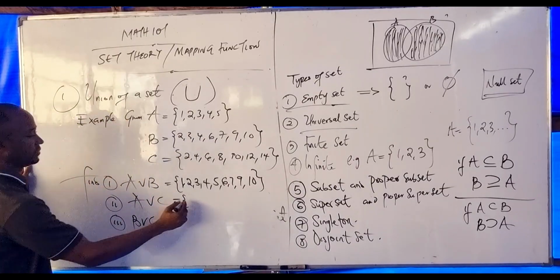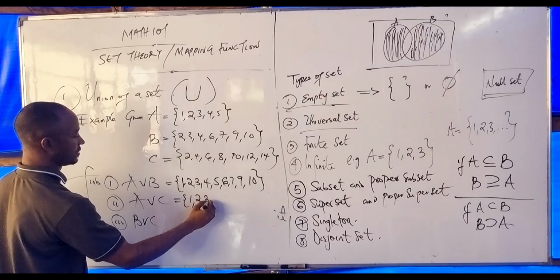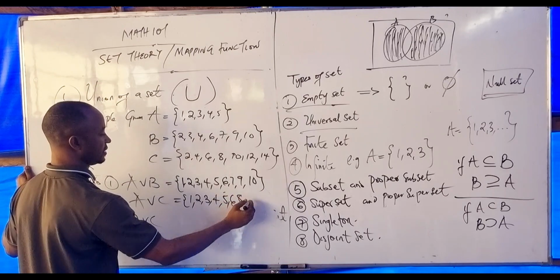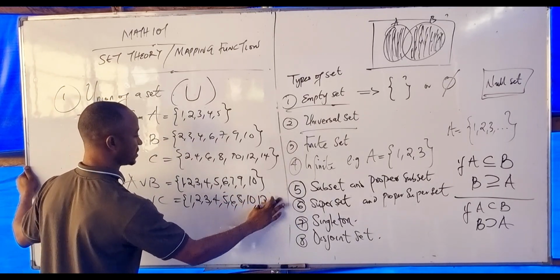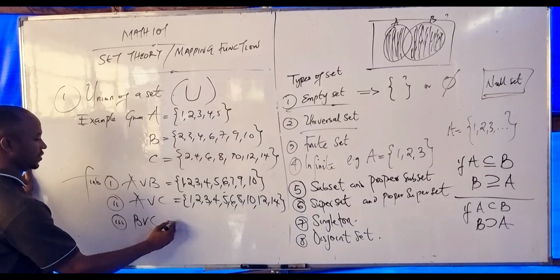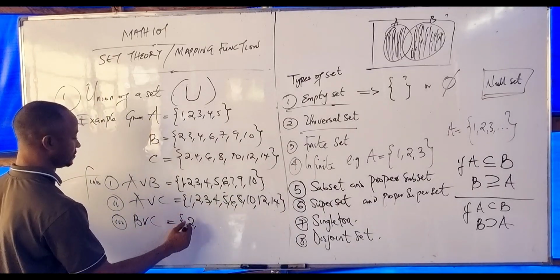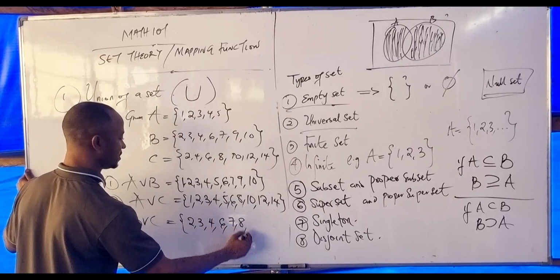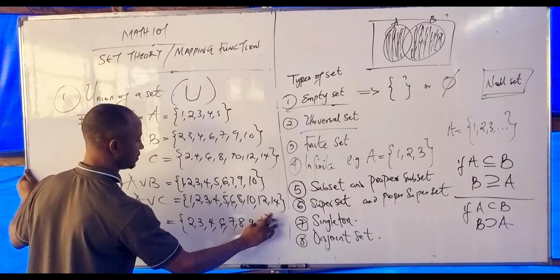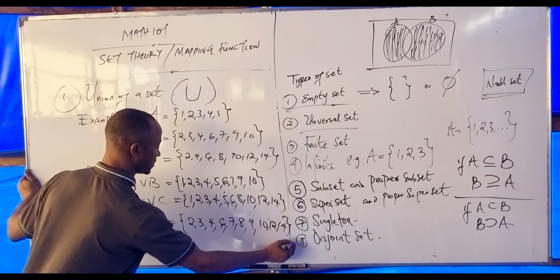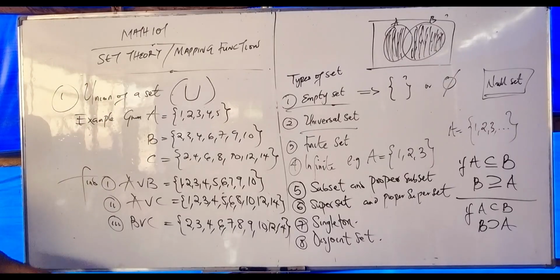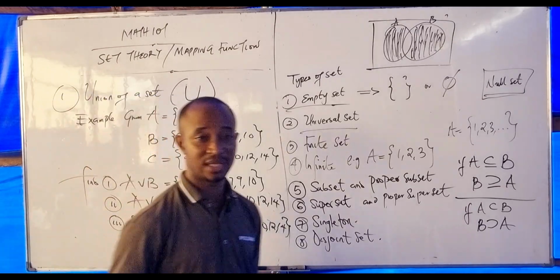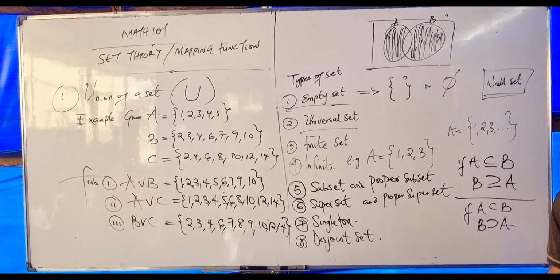Between A and C, let's go. 1, 2, 3, 4, 5, 6, 8, 10, 12, and 14. What about B union C? Let's go. 2, 3, 4, 6, 7, 8, 10, 12, and 14. Please put this down. Union means combining, without repeating elements.